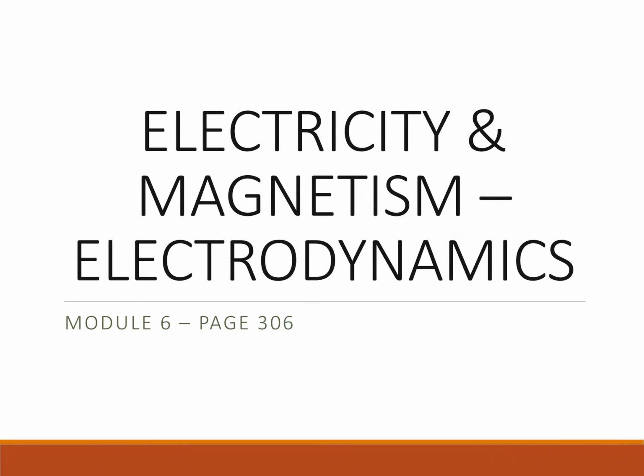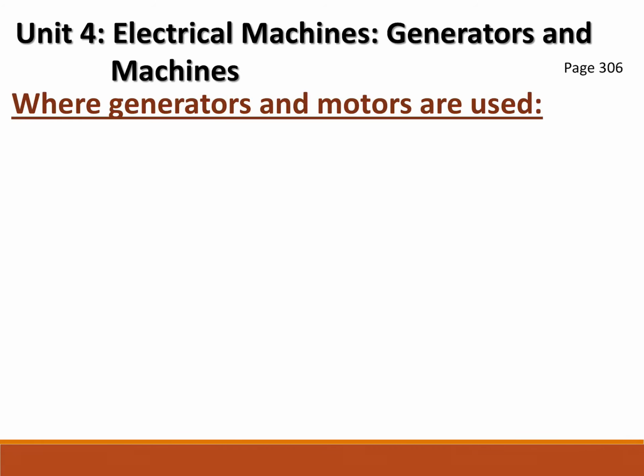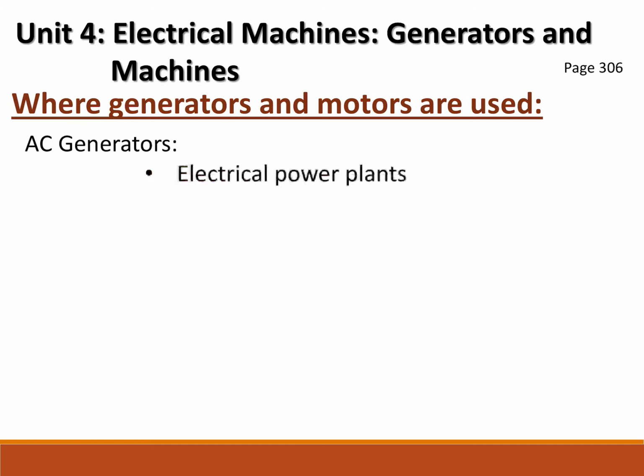All right, we're going to look at electricity and magnetism, specifically electrodynamics, which is the study of motors and generators. Starting with basically where we use motors and generators. So AC generators are like the ones that are used at Eskom, and they're the ones that generate power for us from Eskom, okay? So electrical power plants, and that's whether it's coal-powered, nuclear powered, wind powered is also an AC generator, or hydroelectric. It doesn't matter. All of those are all AC generators.